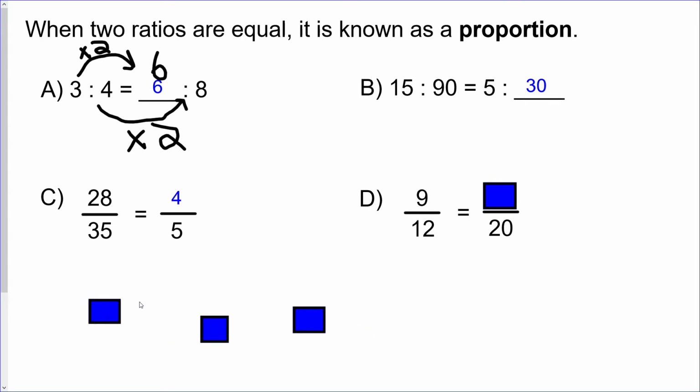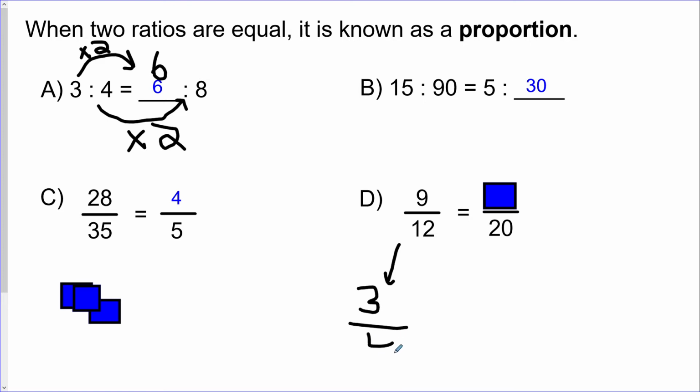Now, D is slightly trickier because there's not a whole number you can multiply or divide 12 by to get 20. So you've got a few options, and I'll recommend one specifically, but you can decide what works best for you. My recommendation is to reduce 9 over 12 to lowest terms first. So if you reduce that to 3 over 4, because you divide top and bottom by 3.